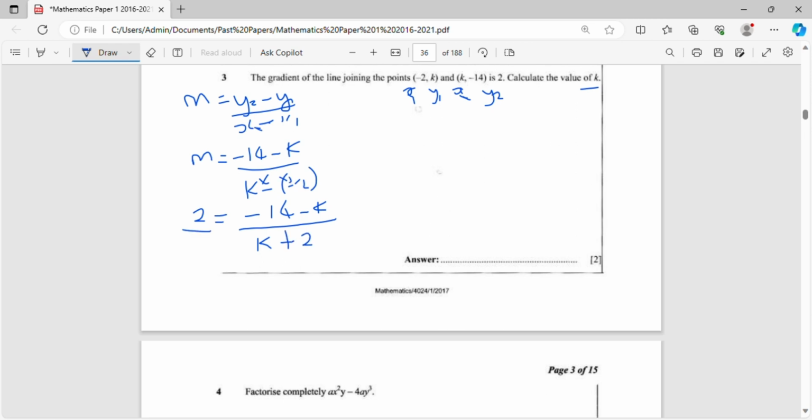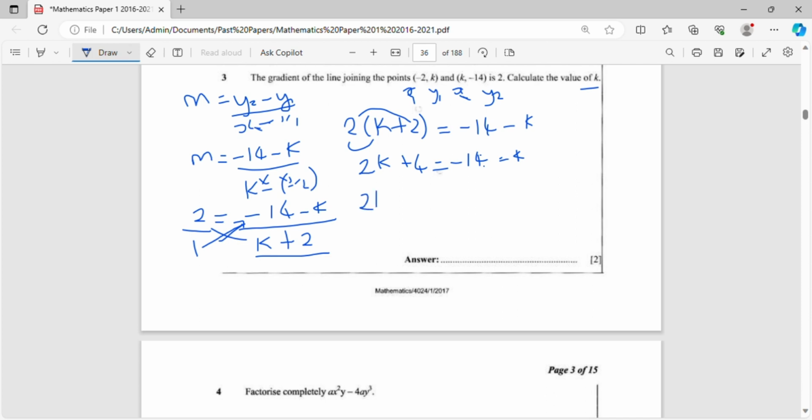And now we're going to cross multiply. So 2 is multiplying by everything here, 2 multiplied by k plus 2, is equal to 1 multiplied by anything to give us the same answer, so it will be -14 minus k. So 2 multiplied by k gives us 2k, plus 2 multiplied by 2 gives us 4, is equal to -14 minus k. So now we'll group the like terms.